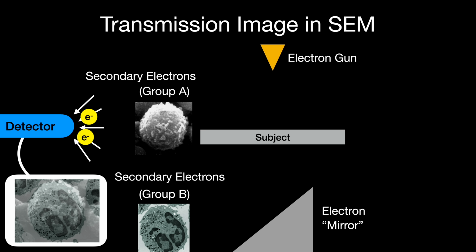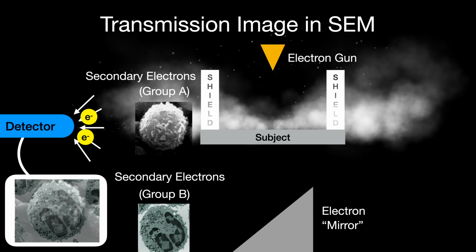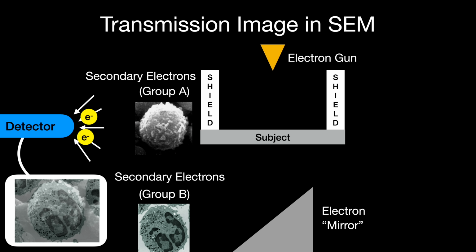If we want to view our transmission electron image only, then we need to block all group A secondary electrons from reaching the detector. We can do that by installing some kind of conductive shield around the sample. If the shield is made correctly, it will block the group A electrons without affecting the primary electrons or the group B secondary electrons. That way, only group B secondary electrons will reach the detector, and thus our displayed image will be a pure transmission electron image.